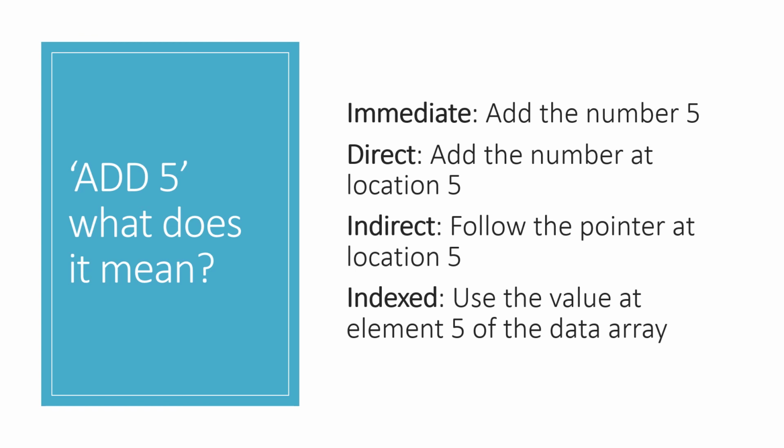Okay, so here's the answers that you might have written. If you're using immediate addressing, then add 5 would mean add the number 5 to the accumulator. Direct addressing would be add the number at data location 5. Indirect addressing would be follow the pointer at location 5 to find the data. And indexed addressing, it would mean use the value at element 5 of a given data array. So if you got that, it means you understand addressing. If you didn't get all that, go back and have a look and see if you can remember it better next time.